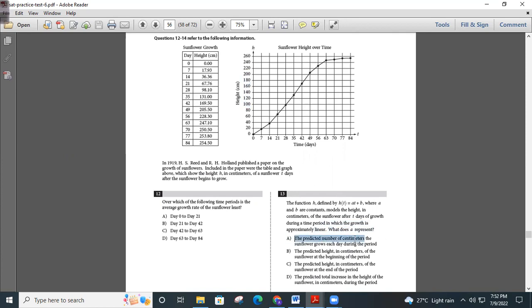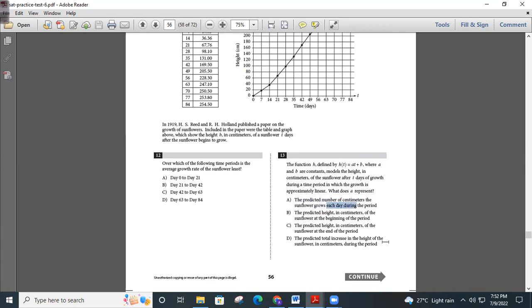The predicted number of centimeters the sunflower grows, change in Y, each day, meaning change in X, during the period. The predicted height in centimeters of the sunflower at the beginning of the period is B, not A. If they ask you the meaning of B, B would have been the answer. The predicted height at the end of the period is at plus b, not just A or B. The predicted total increase in the height is also at, not A plus B.